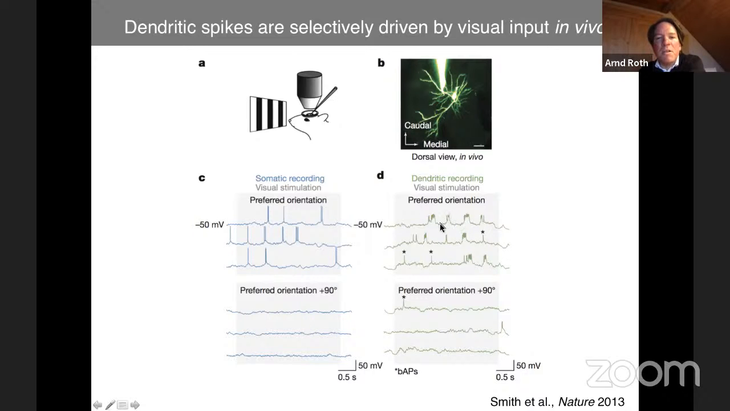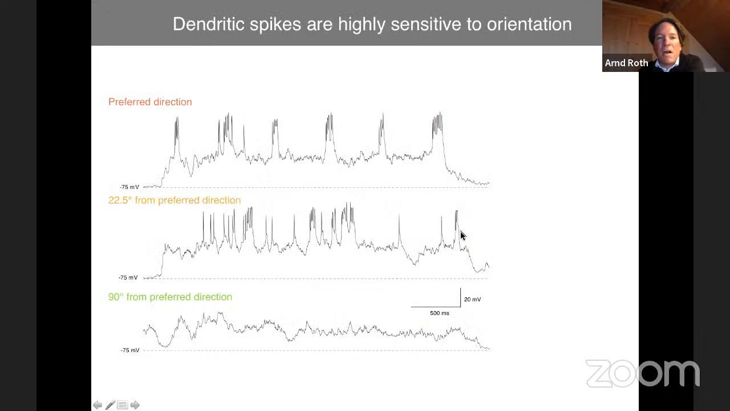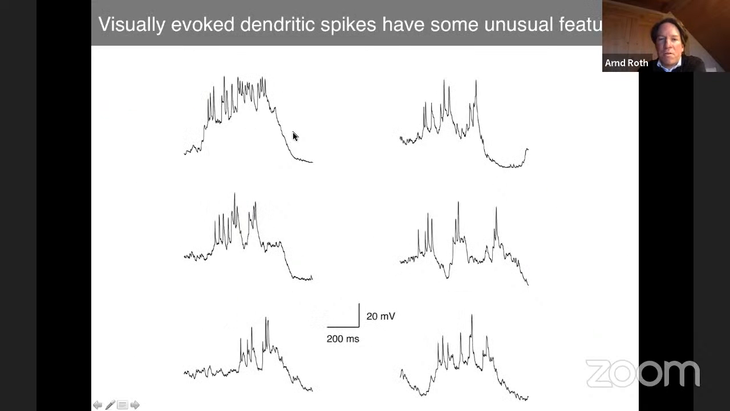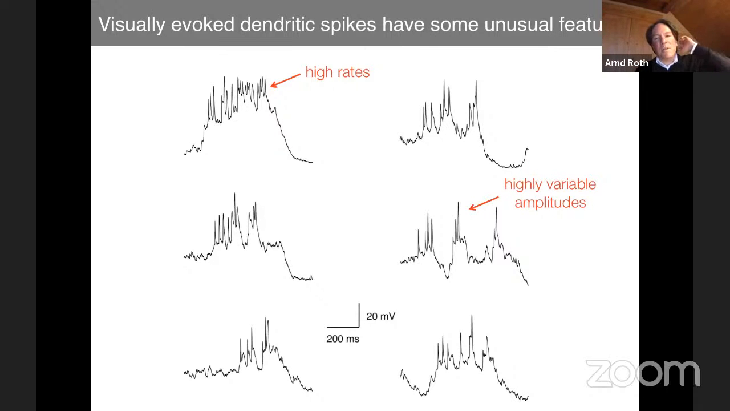And these events, similarly to the somatic output, have a tuning. Now, if you look more closely, we see that these events are not stereotypical. They vary in shape. We can see the high rates, and we can see the amplitude varies. So they are not likely to be all backpropagating, unless backpropagation is very modulated by in vivo activity.